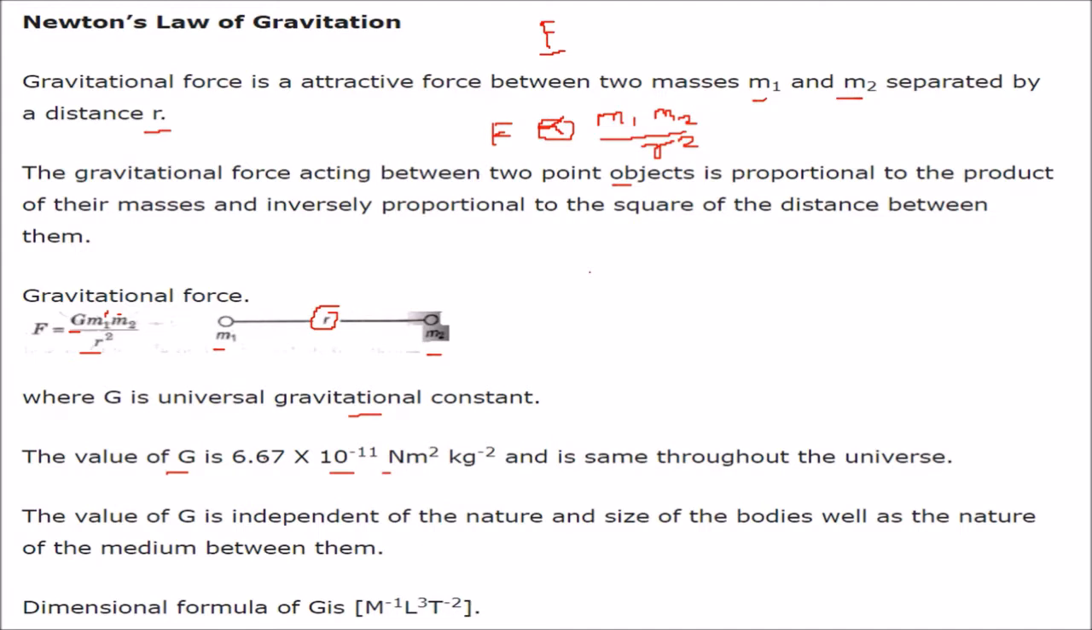This is a constant, so it will remain the same throughout our universe and in our calculations also. This G, the universal gravitational constant, is independent of the nature and the size of the bodies, and also of the nature of the medium between the two. This can be anywhere, and G remains the same. The dimensional formula of G is M^-1 L^3 T^-2.